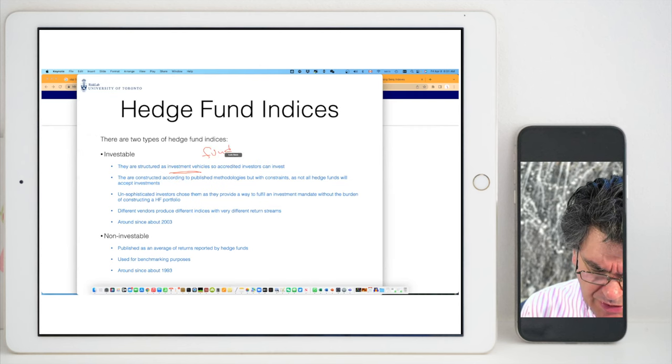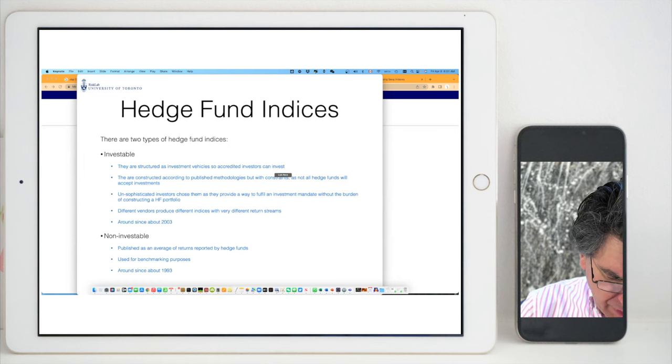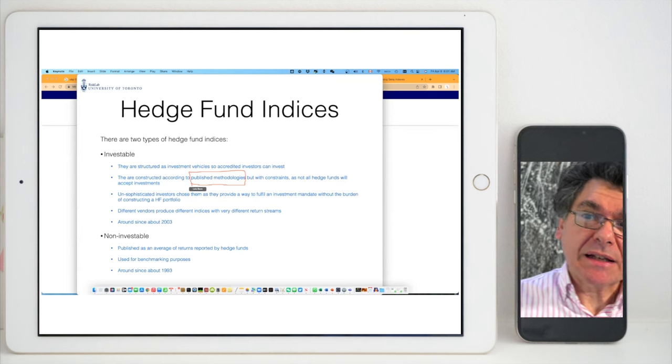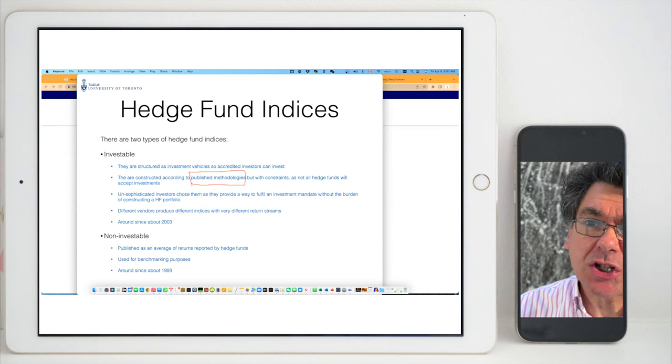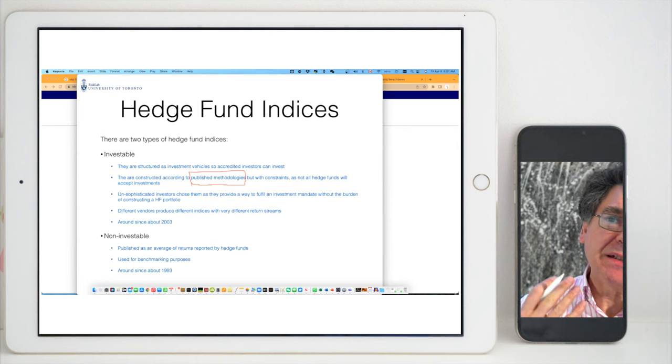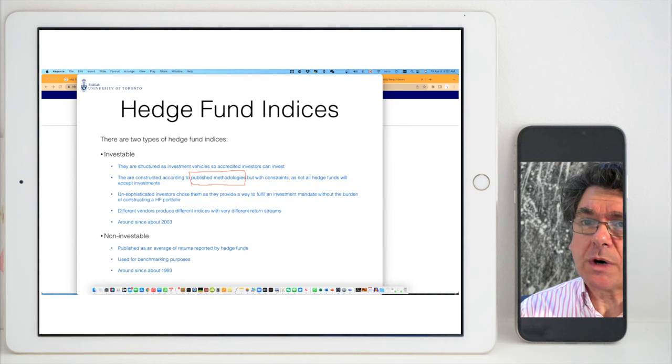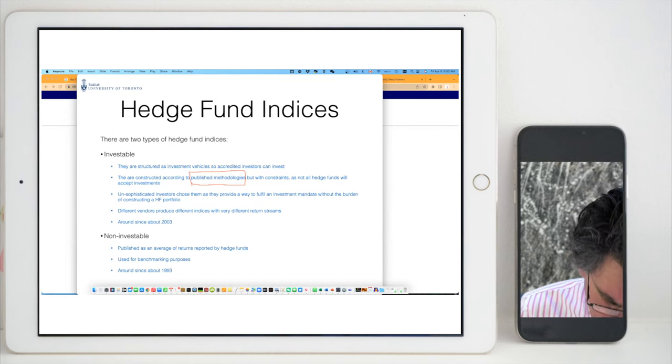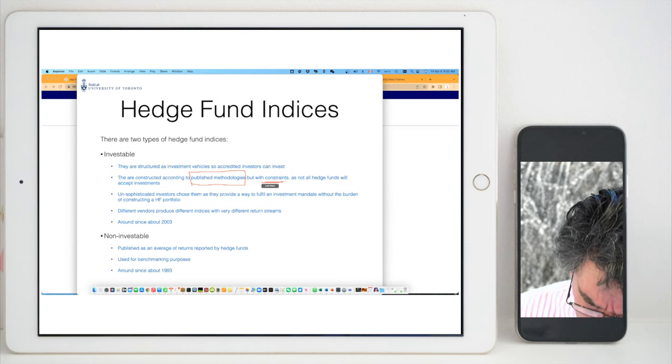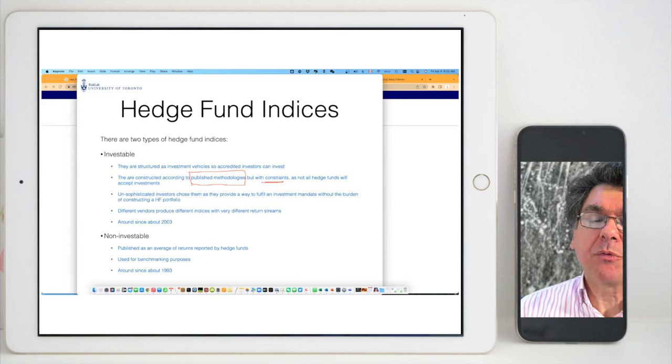Okay, so investors can invest. They are constructed according to published methodologies. This is very important. When you invest in an index, you have to know what the index is. The methodology has to be published. The company that sells the index cannot do whatever they want. There will be other investment products in which the portfolio manager can do whatever they want, but not the index managers. The methodologies are published, they have constraints, and the portfolio managers have to abide by them. They have to do what the published methodologies say.